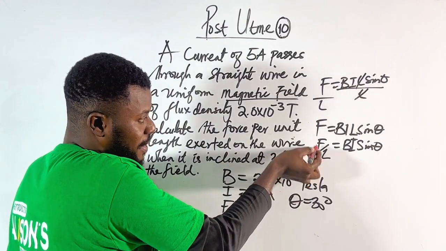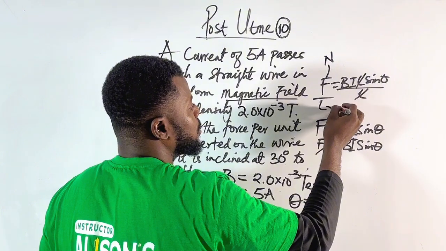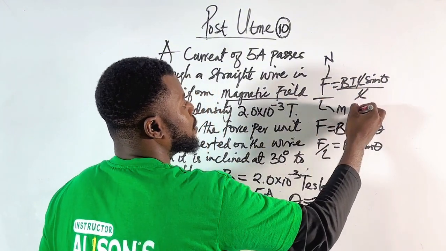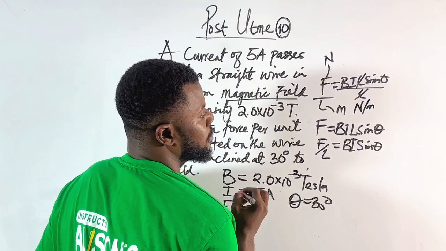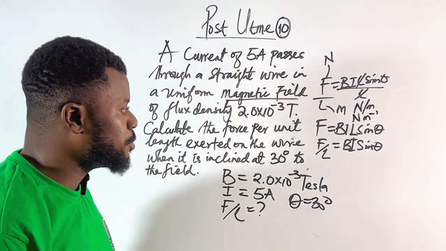So now this guy will define. But remember, force, the unit now Newton. Length, the unit now meters. So you get the unit when you get the final answer as Newton per meter. Forget to write the options.